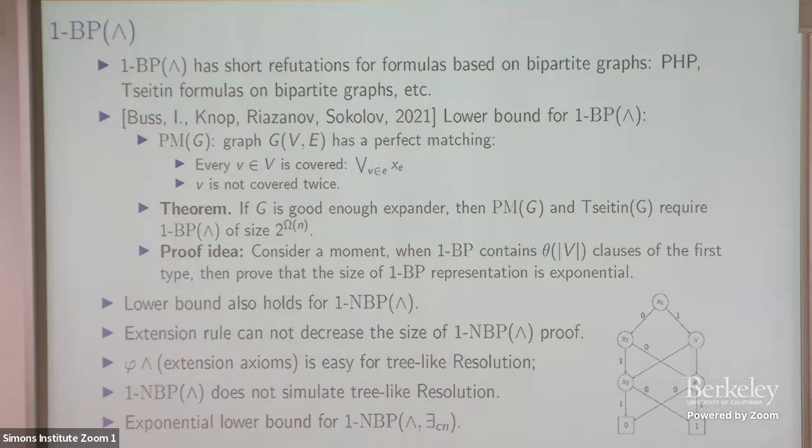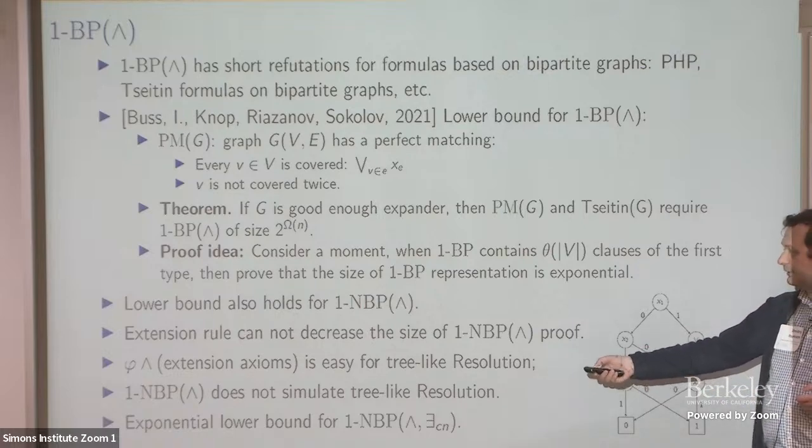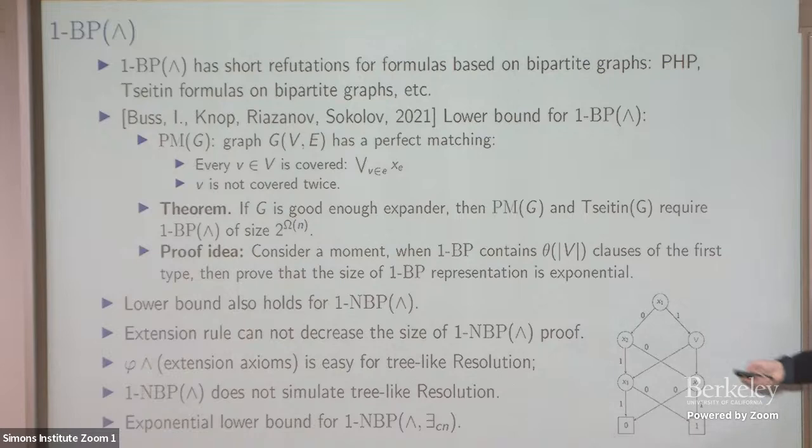If we consider the lower bound, we can also always add several extensions such that the resulting formula will be easy for tree-like resolution. And the corollary is that even if we consider read-once non-deterministic branching programs with AND, this proof system will not simulate tree-like resolution. Also, this result implies the exponential lower bound if we admit a small number of projections, linear but small.